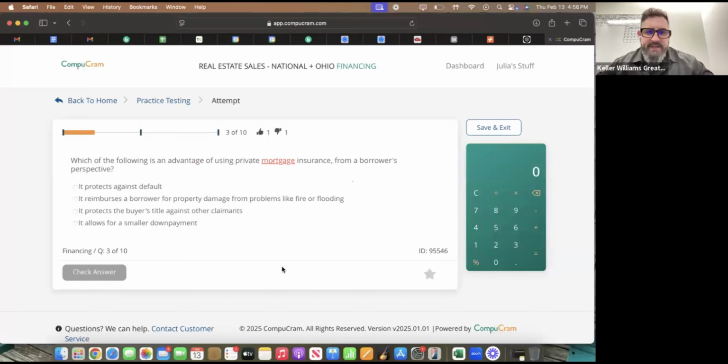Next question. Which of the following is an advantage of using private mortgage insurance, or PMI, from a borrower's perspective? A, it protects against default. B, it reimburses a borrower for property damage from problems like flood or fire. C, it protects the buyer's title against other claimants. Or D, it allows for a smaller down payment.